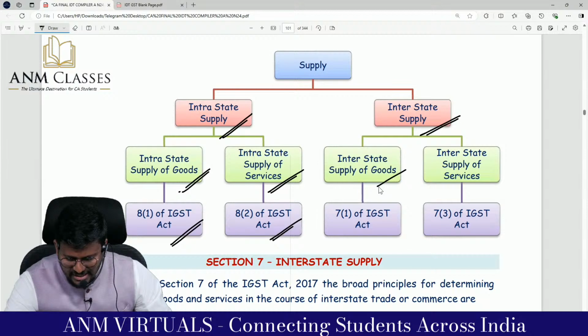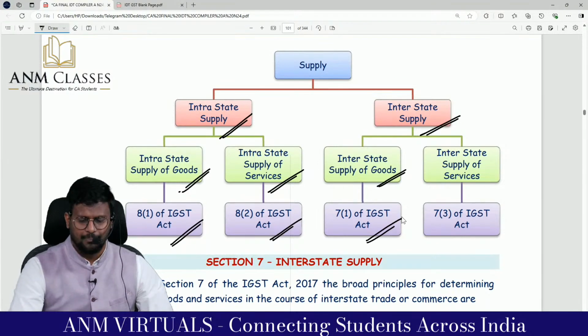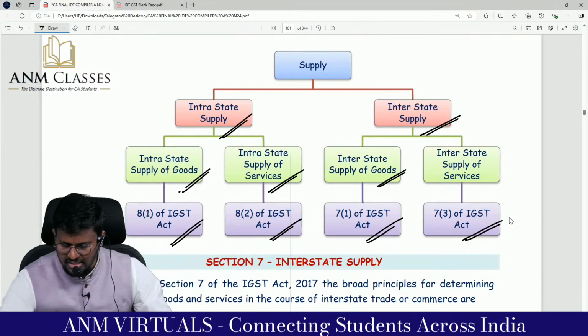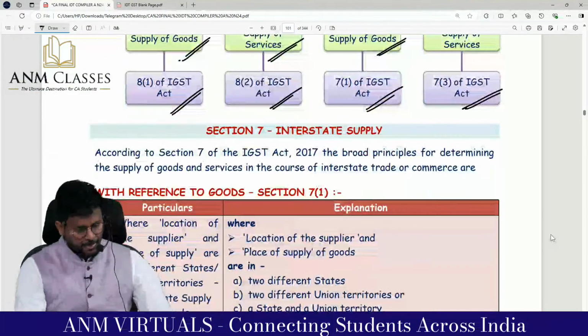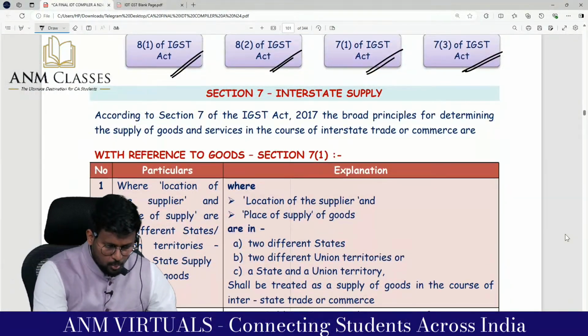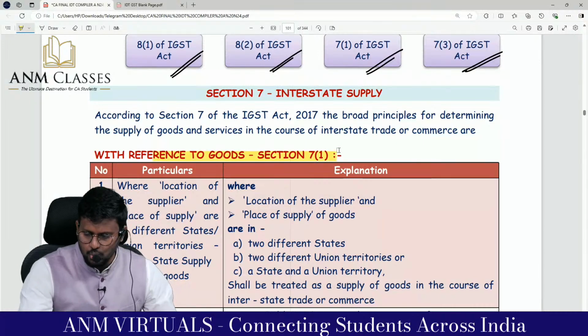If it is interstate supply of goods, 7 subsection 1 of the IGST Act. Interstate supply of services, 7 subsection 3 of the IGST Act. Are you really with me? Yes, sir. We are moving into 7 subsection 1 with reference to what?